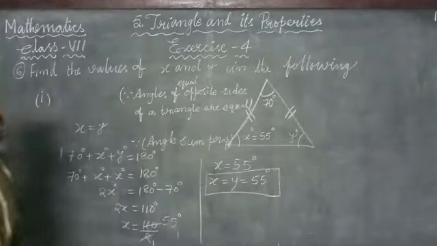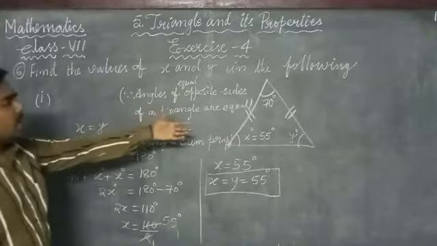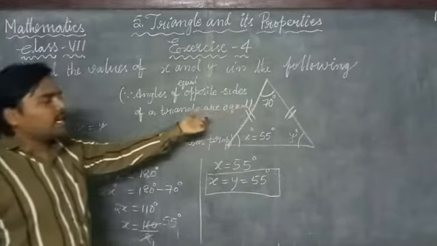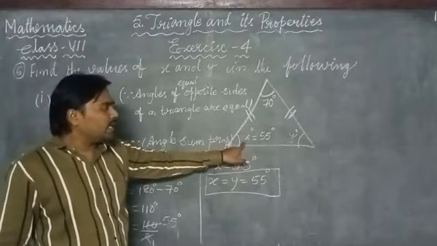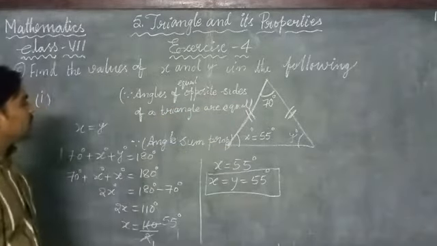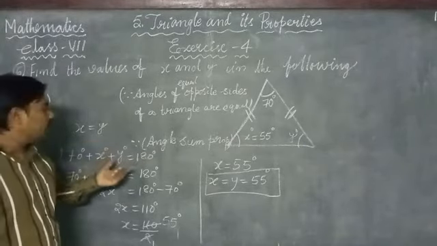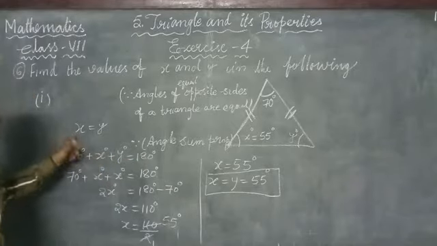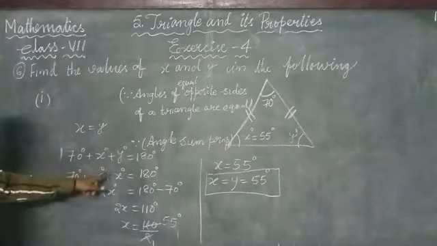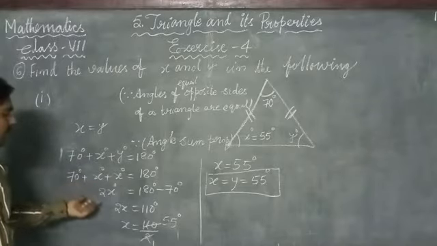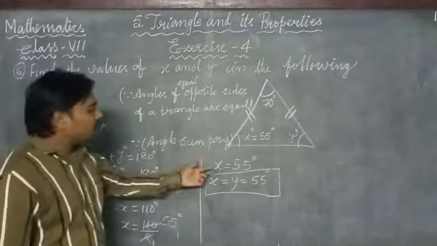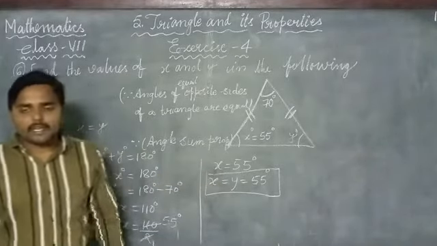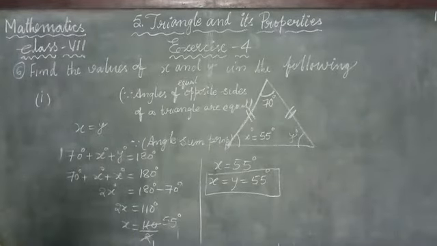Once again I am saying, the given figure is an isosceles triangle. So the angles opposite the equal sides of an isosceles triangle are equal. So here x equals y. From that property we can write the sum of all angles in the triangle equals 180 degrees. Here x equals y, so instead of y we can replace x. Then we will find the x value. If you find the x value, then y is also equal to x. So x equals y equals 55 degrees. Now let us see the second problem.